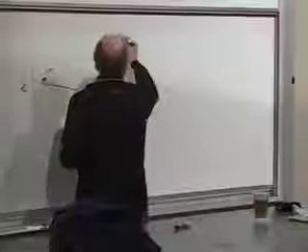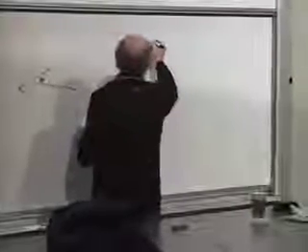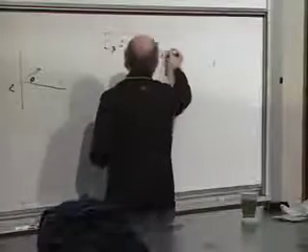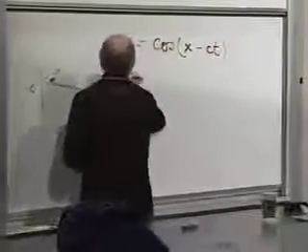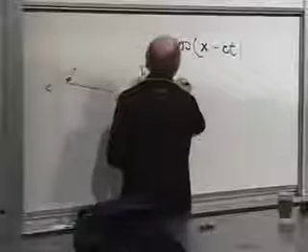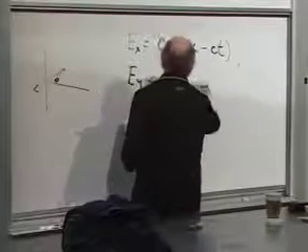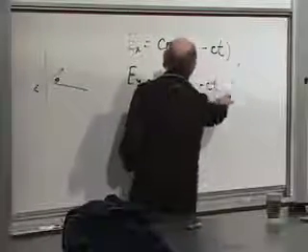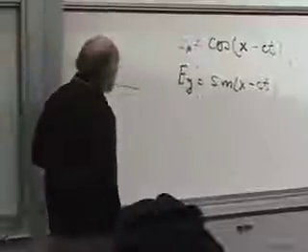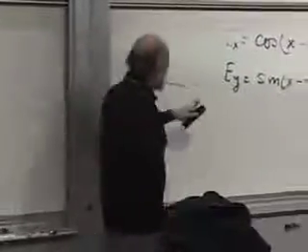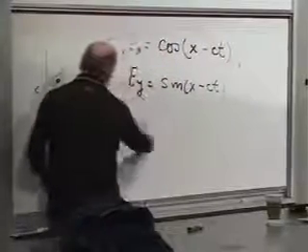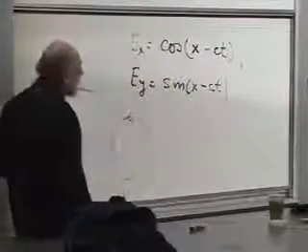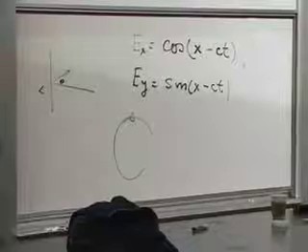The x component of the electric field is equal to cosine of x minus ct. And if I take Ey equal to sine of x minus ct, then if I stand, let's say, at x equals 0 and watch what's happening, the electric field moves on a circle. That's circularly polarized light. All right?